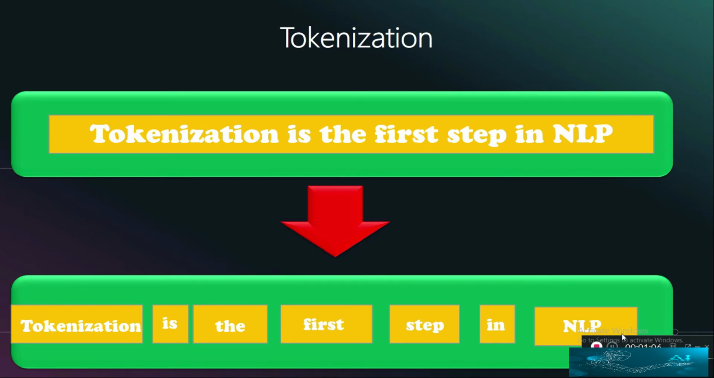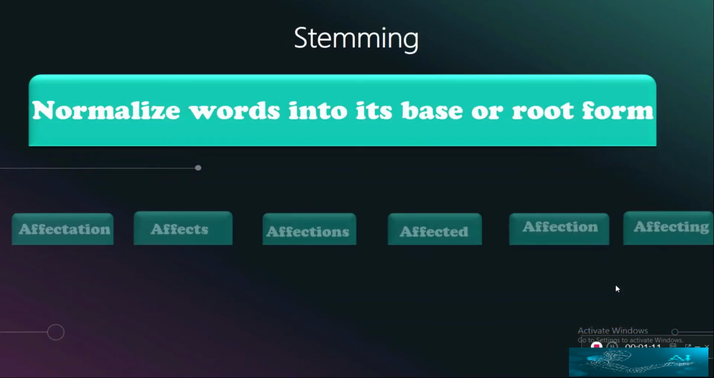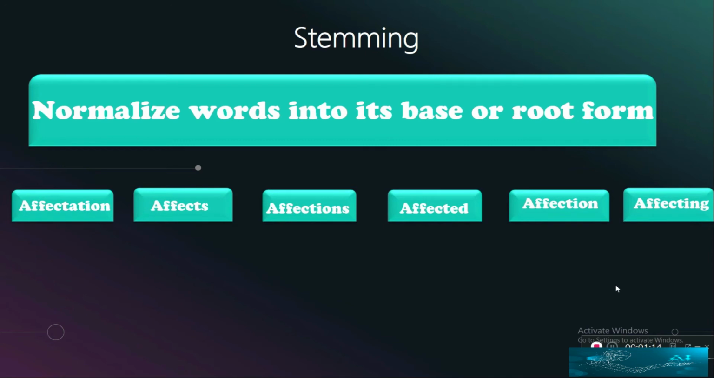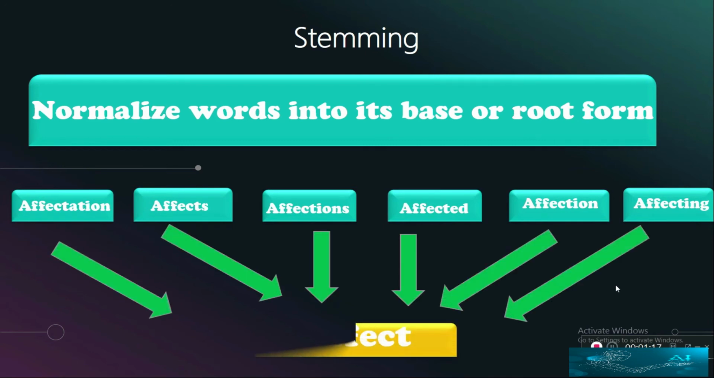Now coming to the second process in natural language processing, which is stemming. Stemming usually refers to normalizing the word into its base or root form. So if you look at these words: affection, affects, affections, affected, and affecting, all of these words originate from a single root word, which is effect. The stemming algorithm works by cutting off the end or the beginning of the word, taking into account a list of common prefixes or suffixes that can be found in a word. This indiscriminate cutting can be successful on some occasions, but not always.